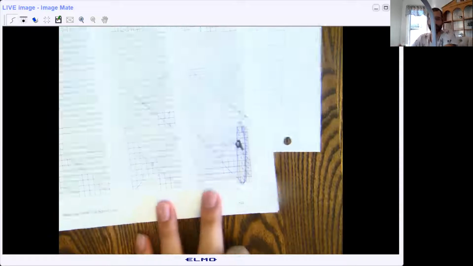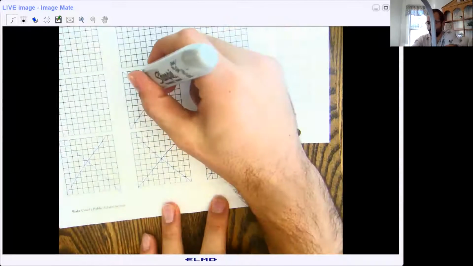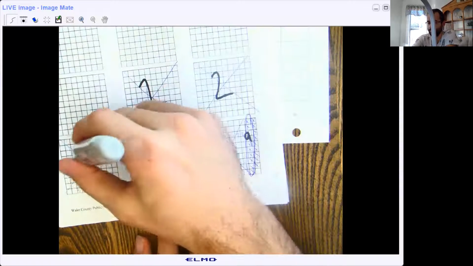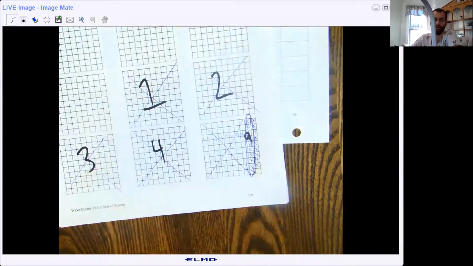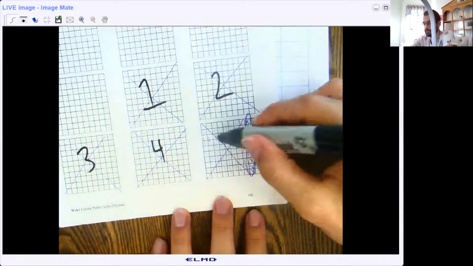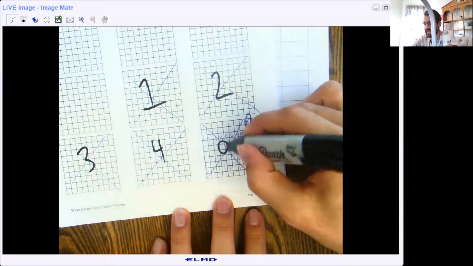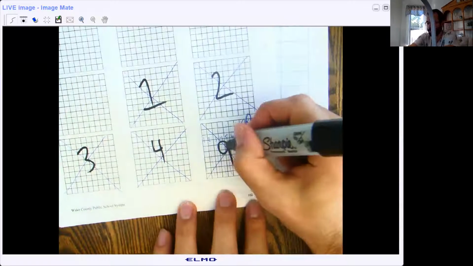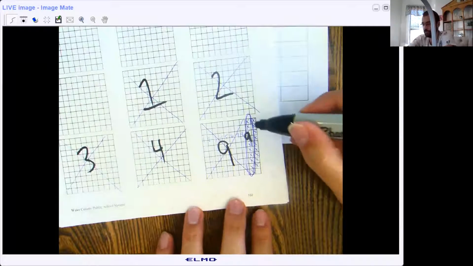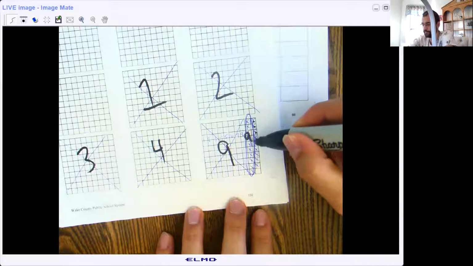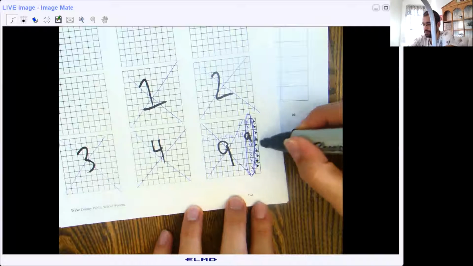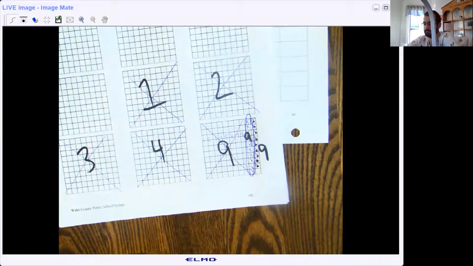So I've got now, what do I have here? So I've got how many flats? 1, 2, 3, and 4. How many rods? 1, 2, 3, 4, 5, 6, 7, 8. There's actually 9. And then how many units are left over? 1, 2, 3, 4, 5, 6, 7, 8. Once again, 9.